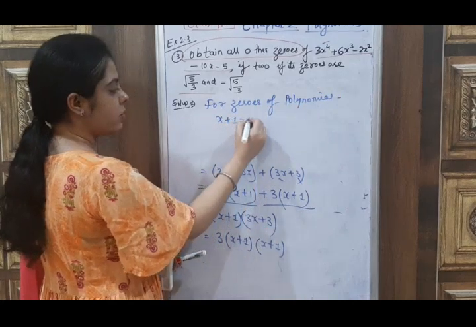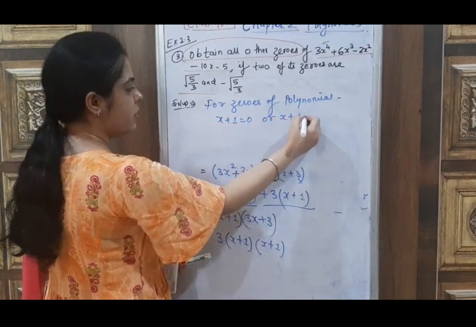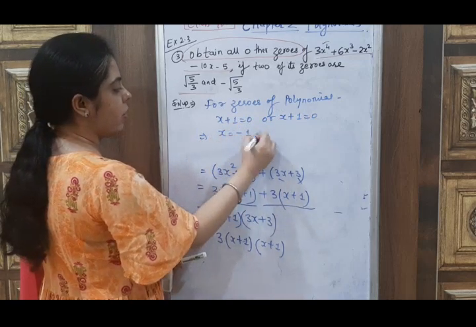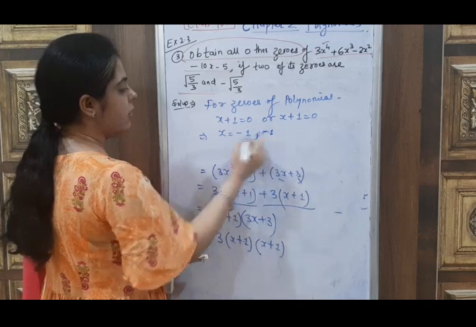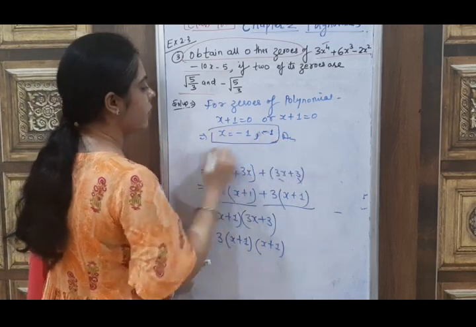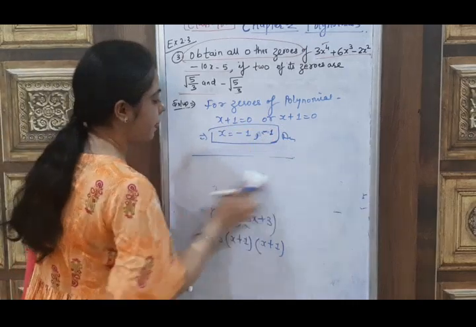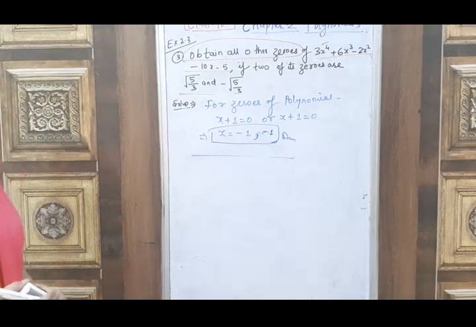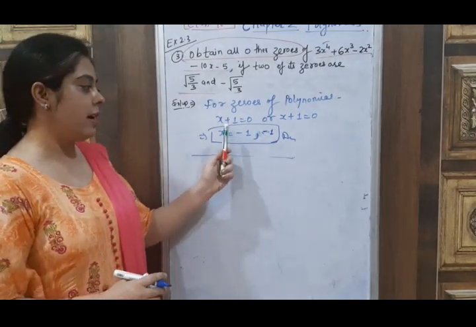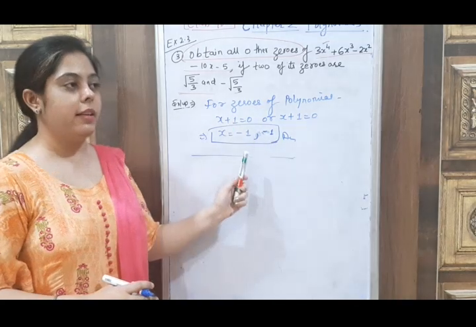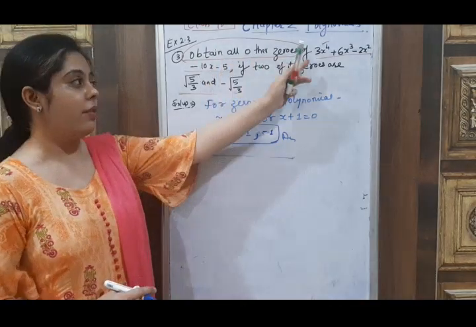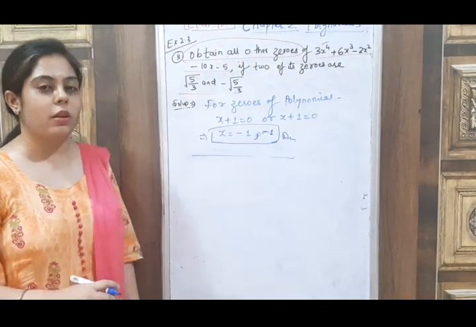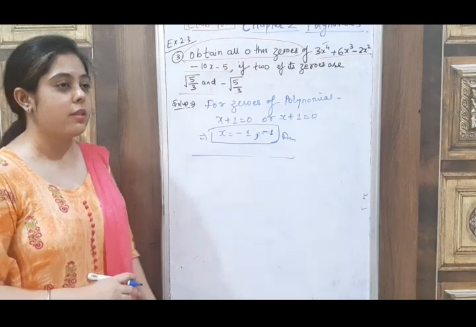x plus 1 is equal to 0 or x plus 1 is equal to 0. It means x is equal to minus 1 or x is equal to minus 1. So you can see here we got two zeros, two values of x. These are minus 1 and minus 1, and these are the remaining two zeros of the polynomial. So this is our complete solution. So you note down this solution in your copy and hope you have understood this solution.